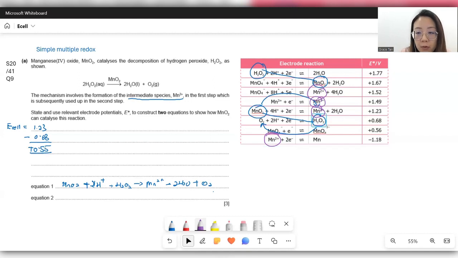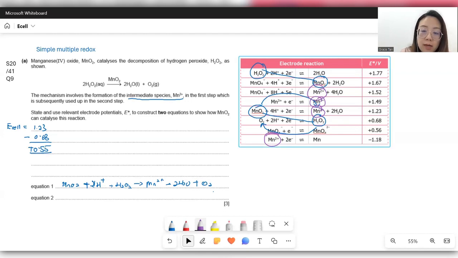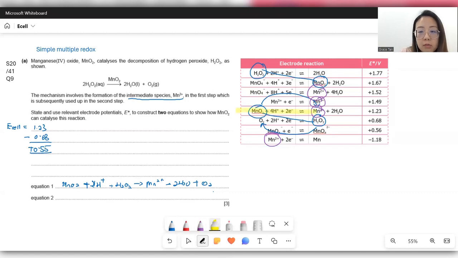What about this? 1.23. I think 1.23 should be the answer, because if we pick manganese from the 1.23 version, you can obtain back your catalyst, which is MnO2, by undergoing oxidation. So 1.23 is fine. Let's look at the bottom one. Mn2 plus. If we choose this Mn2 plus, then you will form manganese solid. No, that's not what we want. So the correct equation is still at 1.23. So this is what we want.